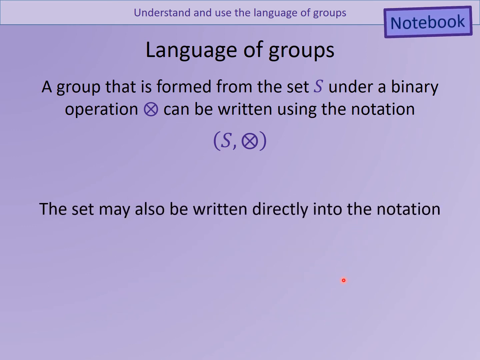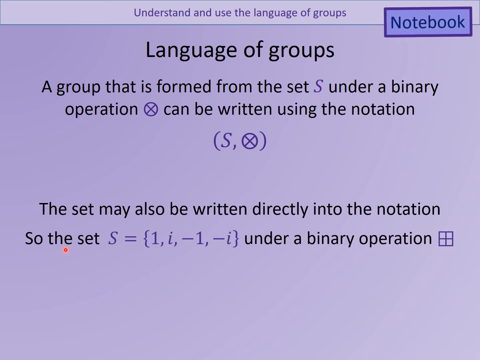So look at another example. You can put the set directly into the notation, to save you having to define what S is first. An example of that is this. The set of just these numbers, 1, i, minus 1, minus i, under this binary operation. That square symbol just there is the binary operation, and that's our set. If you wanted to write the group under that binary operation, you could write it like that.